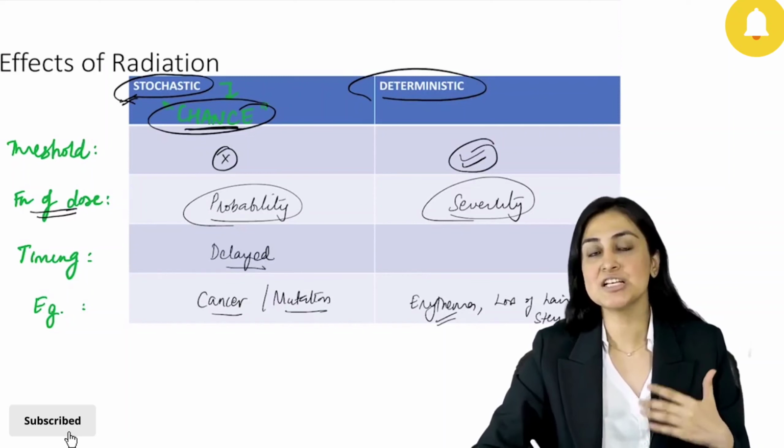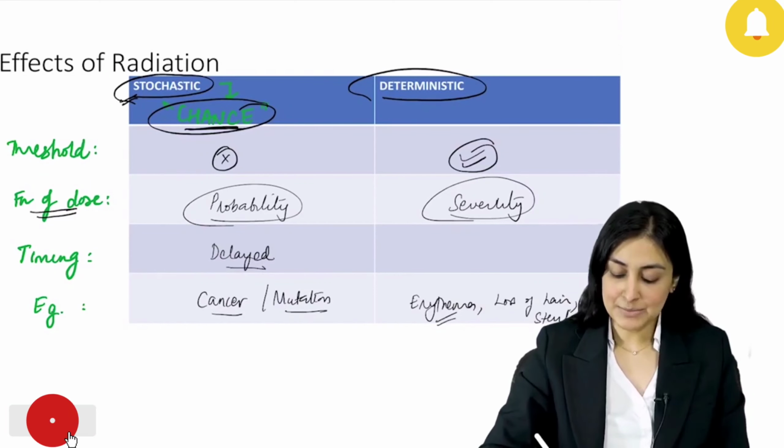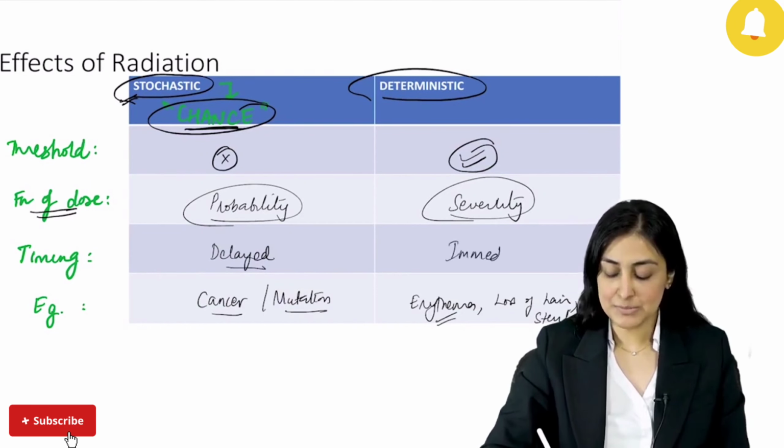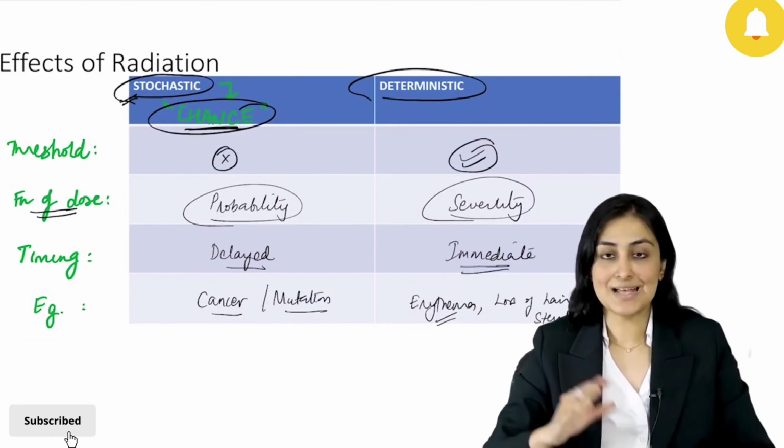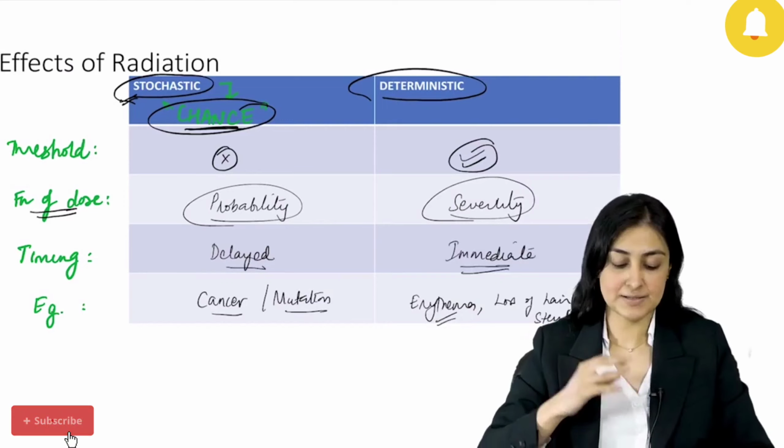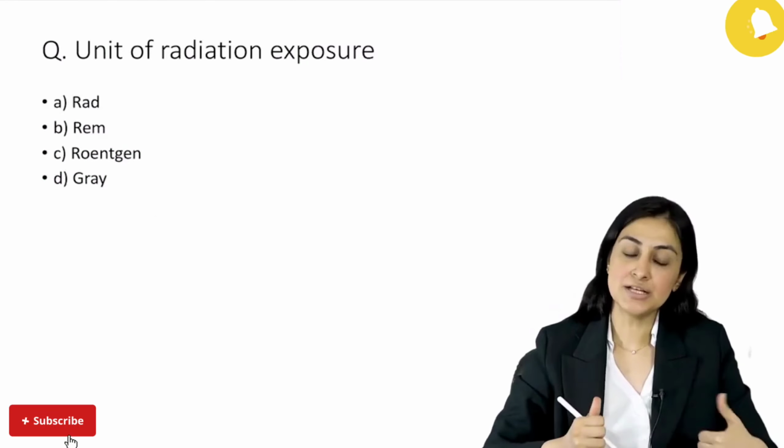So that is how severity is a function of dose. Timing, this is going to be immediate, right? So this is going to be an immediate side effect that you are going to have. So these are the stochastic and deterministic side effects. Now talking about unit of radiation exposure.